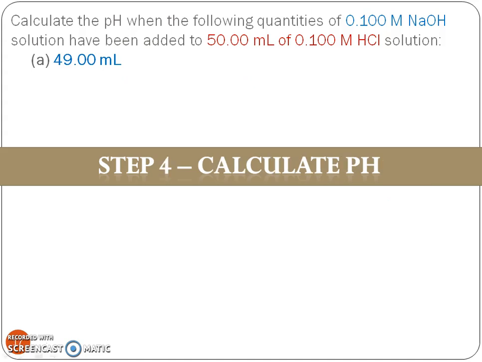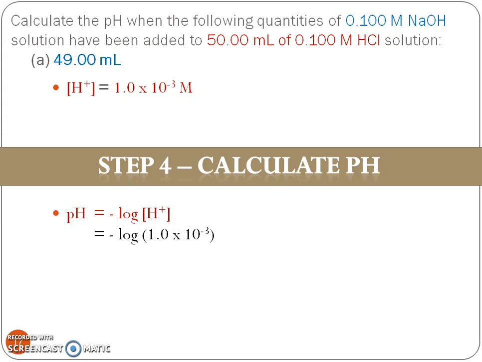Now we have our H plus, pretty easy. Now we can just calculate pH. So our H plus concentration is 1 times 10 to the negative 3 molarity. Now we take our negative log of that to find pH, again, plugging and chugging, and we get 3.